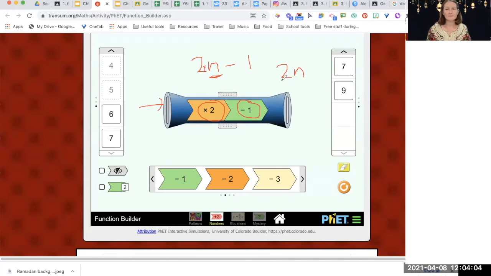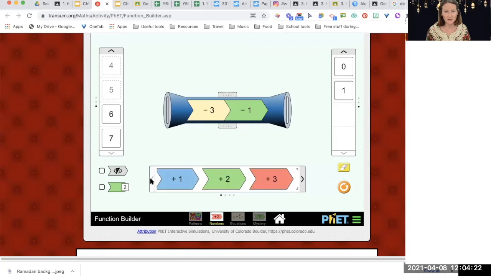Give us another one. Okay, I'll give you another one. What if I minus 3 first, and then whatever answer I got, I want to add 2 to it. Okay, could you write that rule up, please?